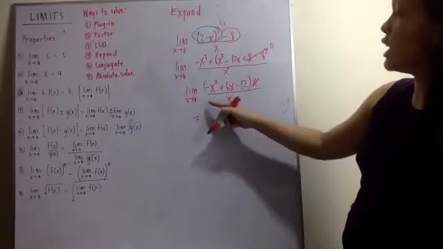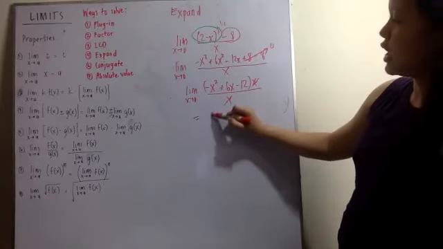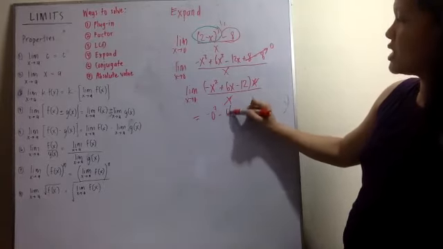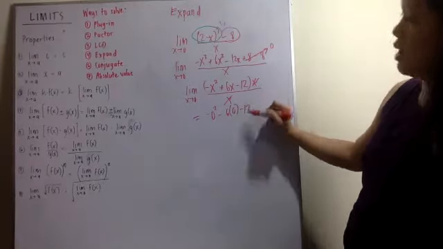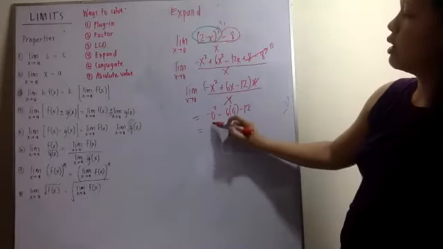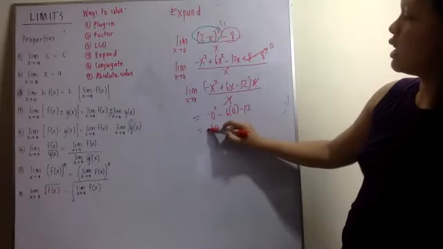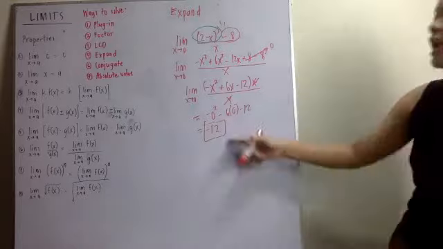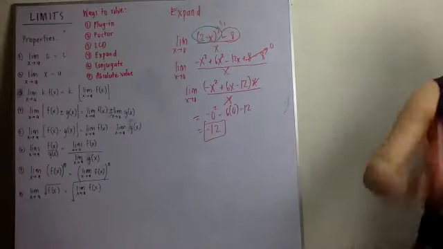So, let's substitute 0. We have negative 0 squared plus 6 times 0 minus 12, or negative 12. Okay? That's our final answer.